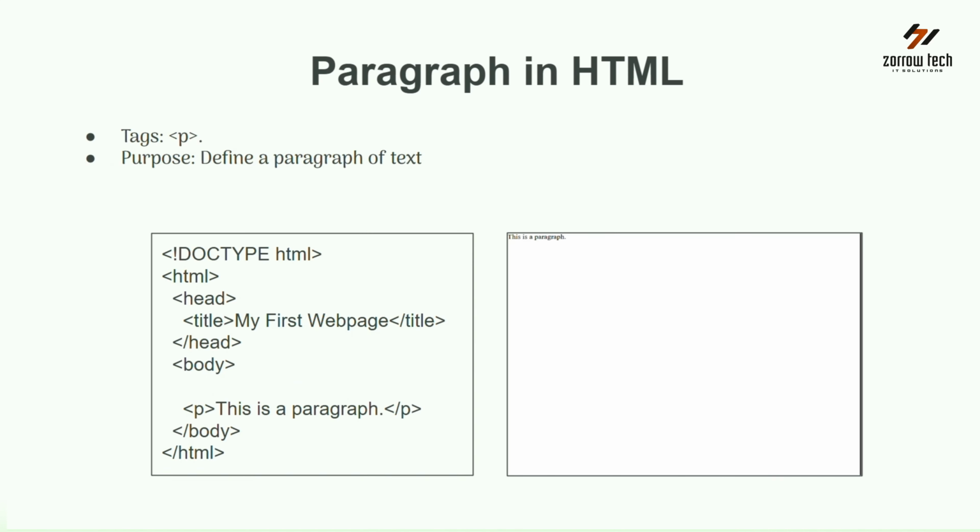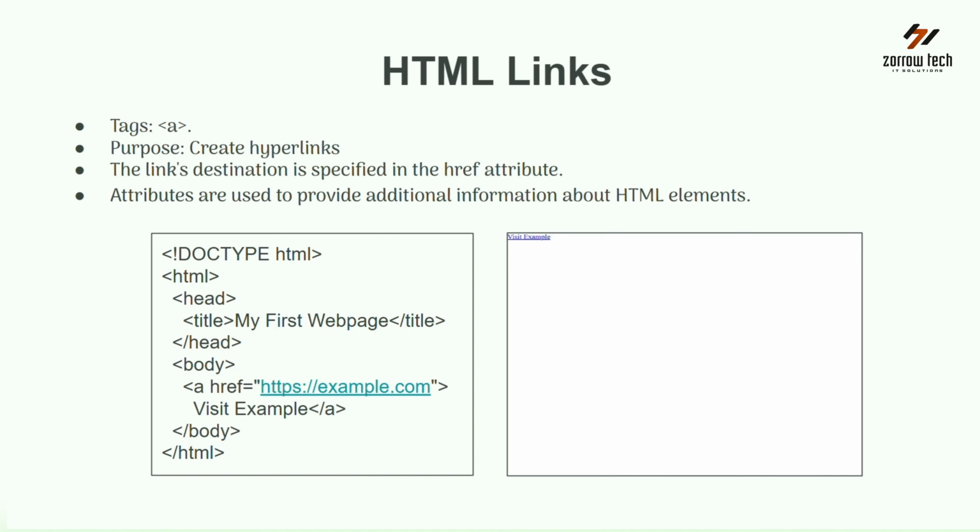Paragraphs in HTML. To define a paragraph of text, use the P tag. Example, you can write a paragraph like, "This is a paragraph." HTML links. Links are created using the A tag. The destination of the link is specified in the href attribute. Example, you can create a link like visit example, which redirects to a website.